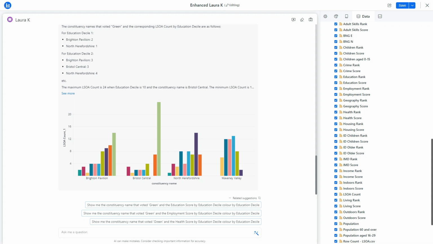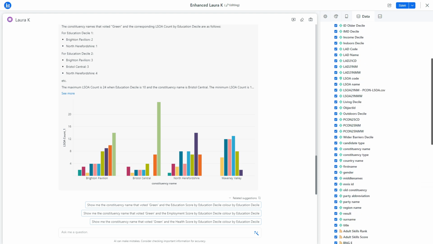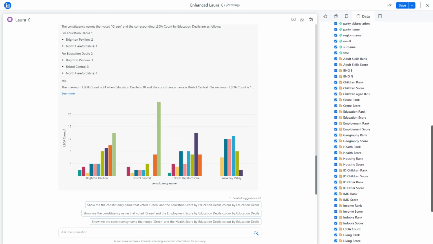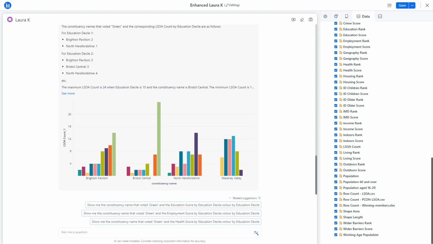Well, here we are. So we're inside what's called a bot. This is a manifestation of MicroStrategy AI. You can see down this side the data set with all the elements that we can include in our questions. The bot is called Enhanced Laura K. That's after Laura Kunsberg, who is a celebrated political commentator working for the BBC. I hope she'll forgive me for using her name.